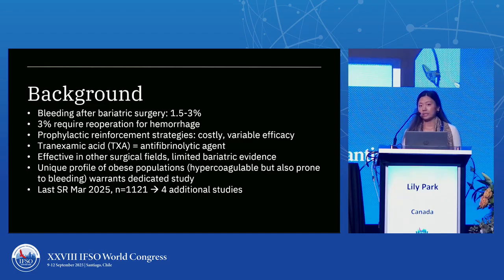Tranexamic acid, or TXA, is an antifibrinolytic agent that can be administered intravenously and shows promise in reducing perioperative bleeding rates. It's been shown to be very effective in other surgical fields like cardiac surgery, orthopedic surgery, and more recently in general surgery, but there's limited bariatric surgery evidence.